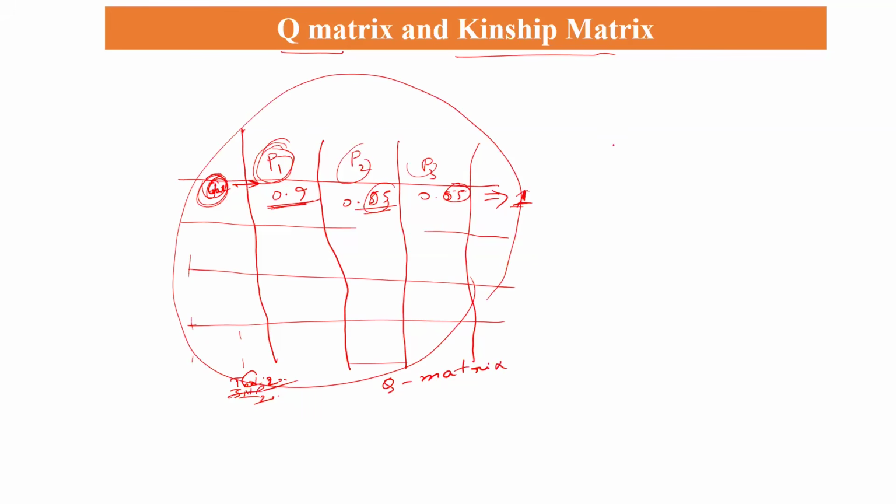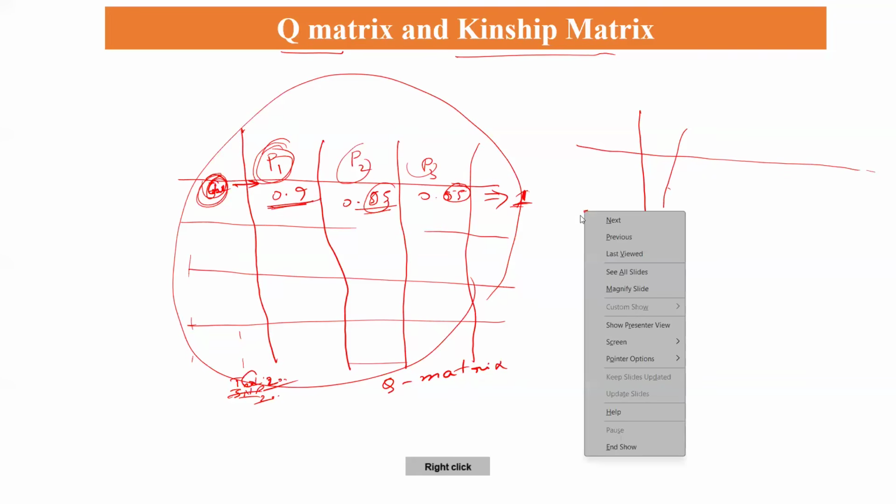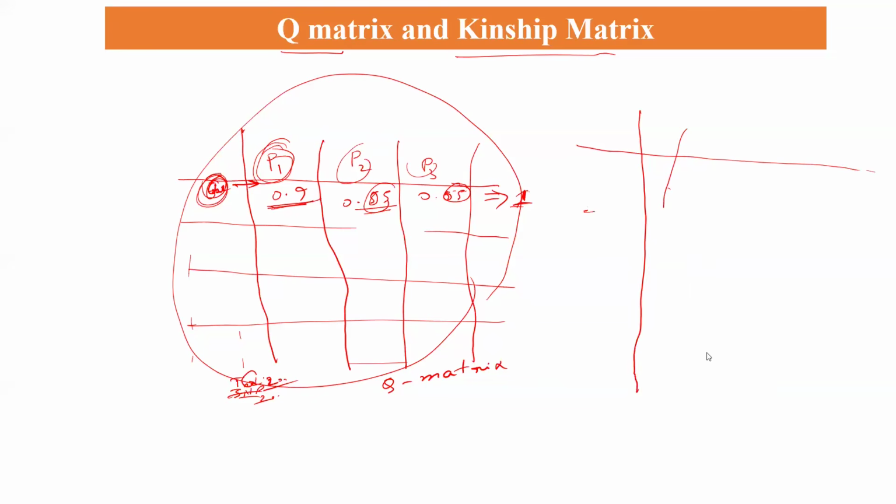And what is the K matrix? The kinship matrix. A kinship matrix is a square matrix. Okay, now, what is the K matrix?